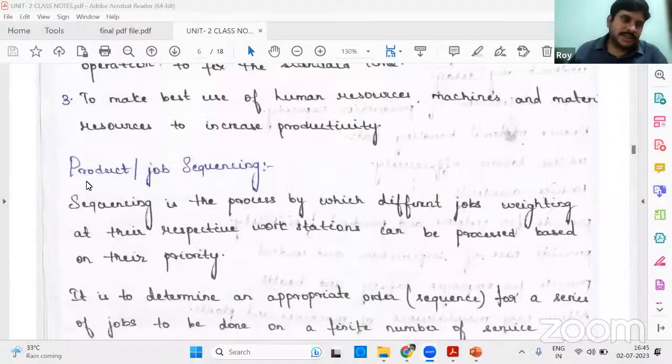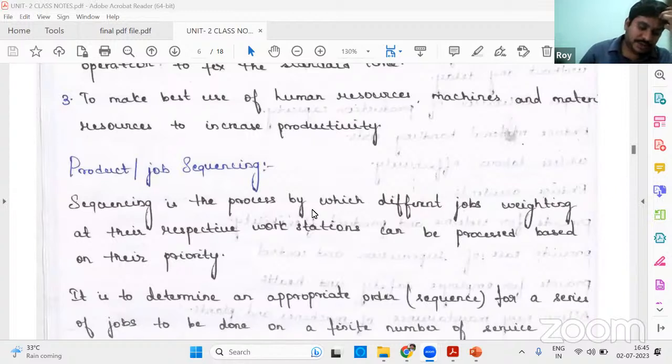Now I will talk about a very important thing. I will give some theoretical instructions, and then maybe next week on Saturday, I will talk about the problematic things. Okay. I'll share my screen once again. Right, see this. Are you able to see my PDF, this one? Yes? Yes, sir. Now see this, product or job sequencing.